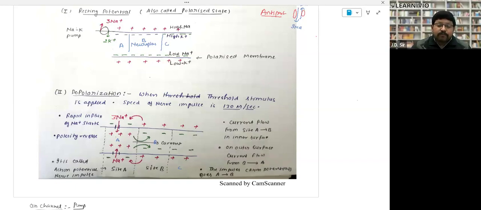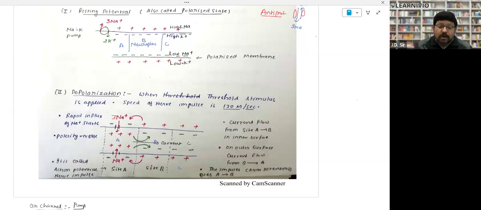Then what will happen? Current will start flowing from A side to B side in inner surface. On outer surface, the current will flow from B to A side. Again, when a positive charge reaches the B side, this positive charge will move from B to C side, right? And again, at the outer surface, the charge will move from C to B side. That's how the current is carried forward from A side to B side to C side, and that's how the flow of the current takes place in this membrane or in these neurons.